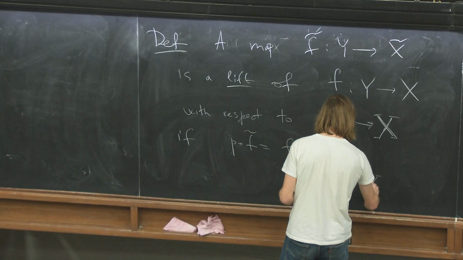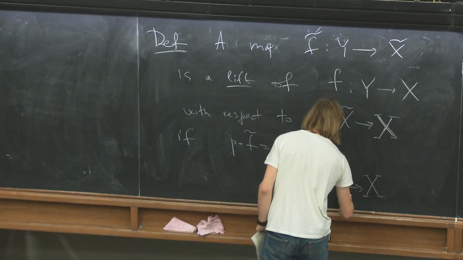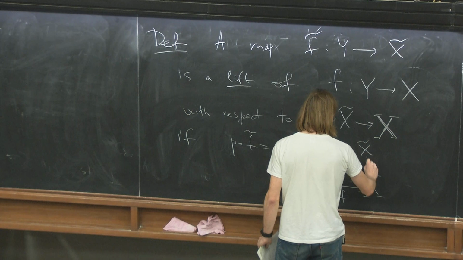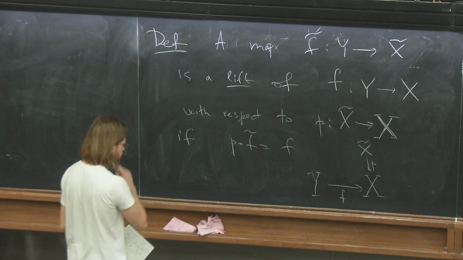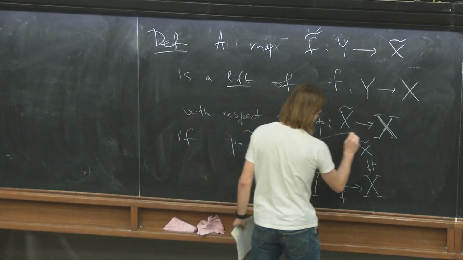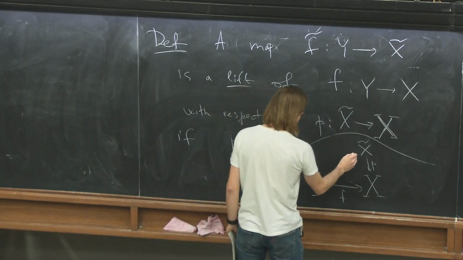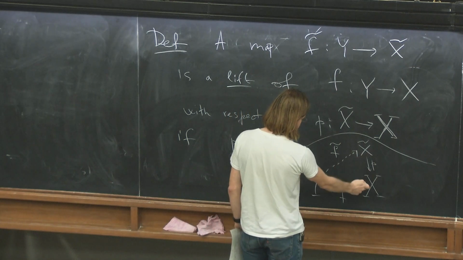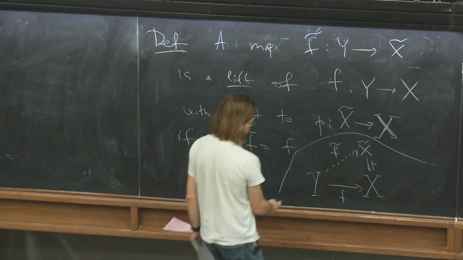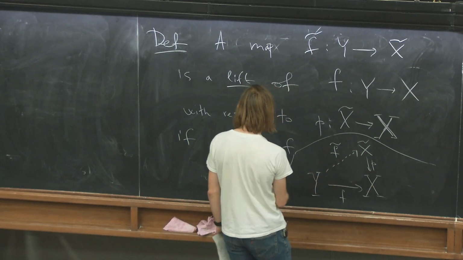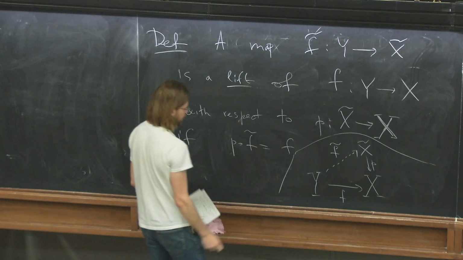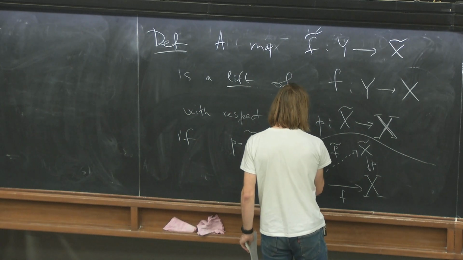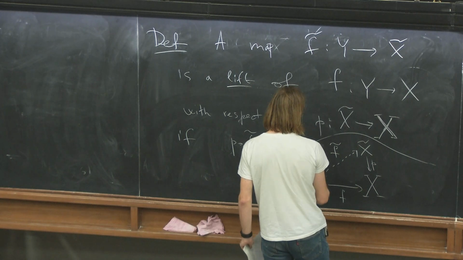It's convenient to use what are called commutative diagrams to depict what's going on. We have a fixed map F from Y to X, and we also have a fixed map P from X tilde to X. So this is a pair of given maps, and we ask whether one can find the map F tilde from Y to X tilde so that this diagram is commutative, which means that going this way is the same as going this way, which exactly means that this composition is equal to F. Equivalently, there exists F tilde such that this is commutative.